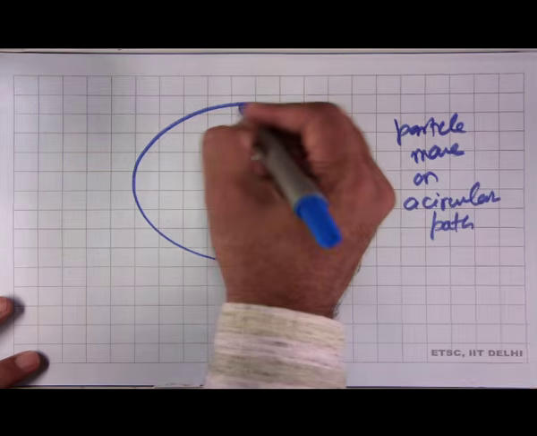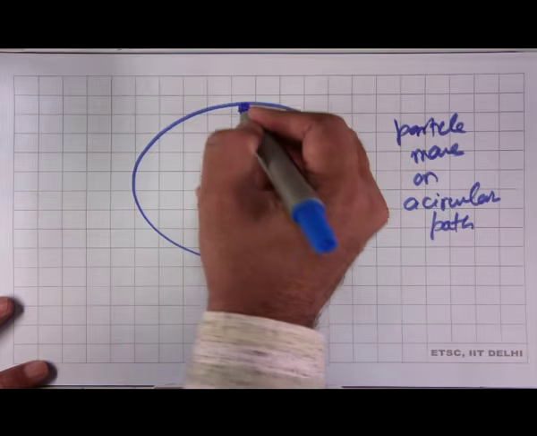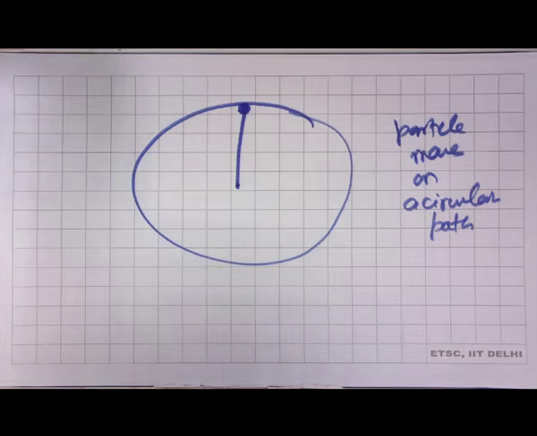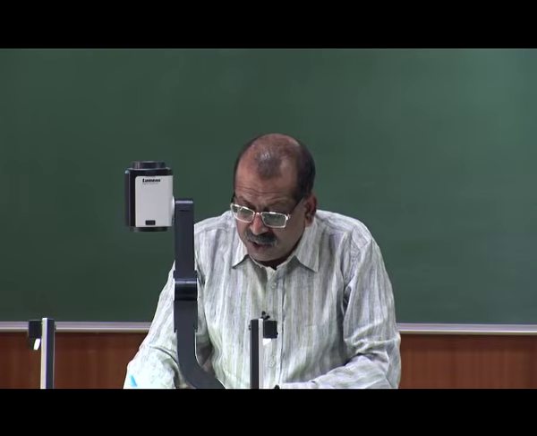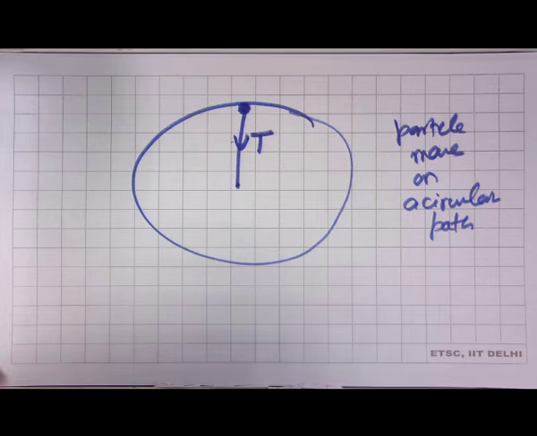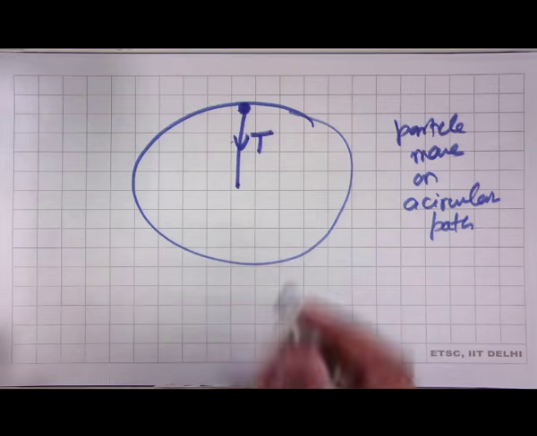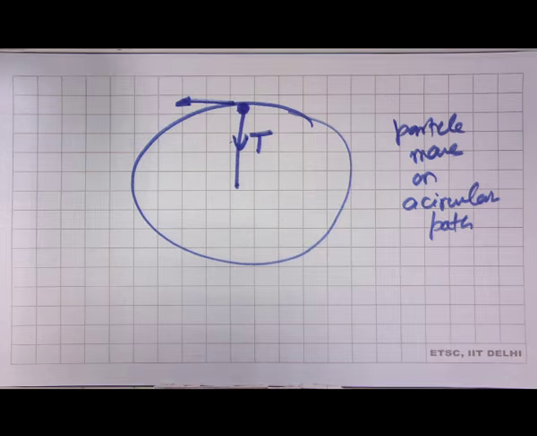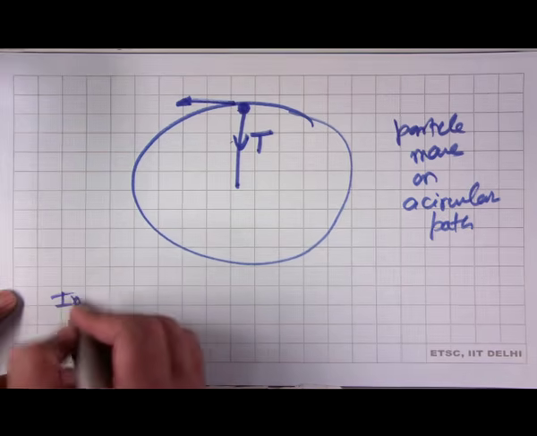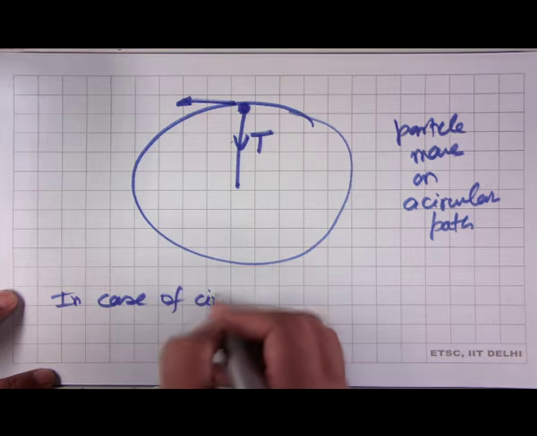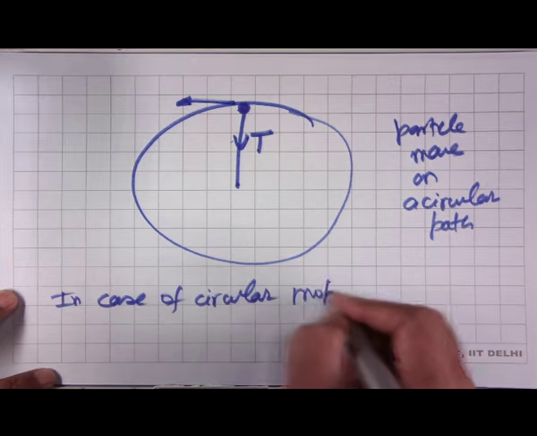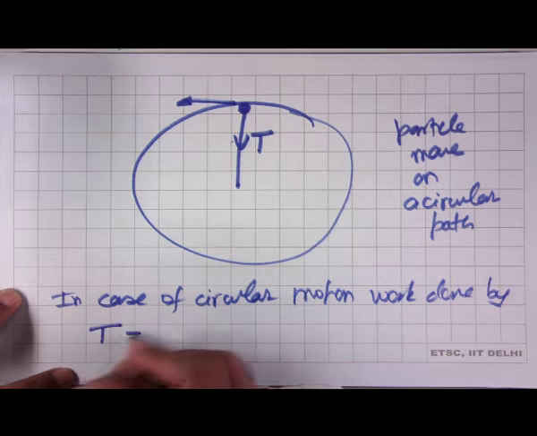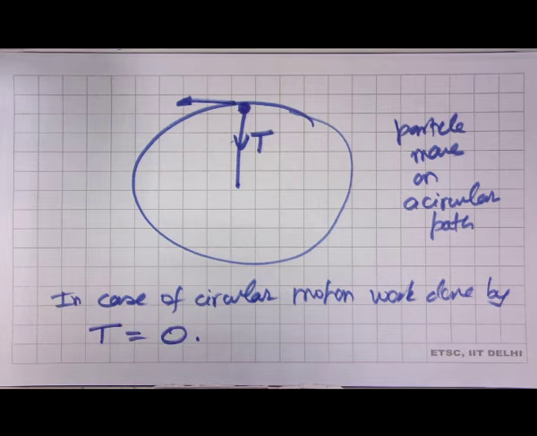If a particle is moving on a circular path, and let us say there is a string holding it, like slinging a stone tied by a string, there is a tension acting on the particle, and the particle moves in a direction perpendicular to the string force. So, in case of circular motion, the work done by T, the string force, is equal to 0.